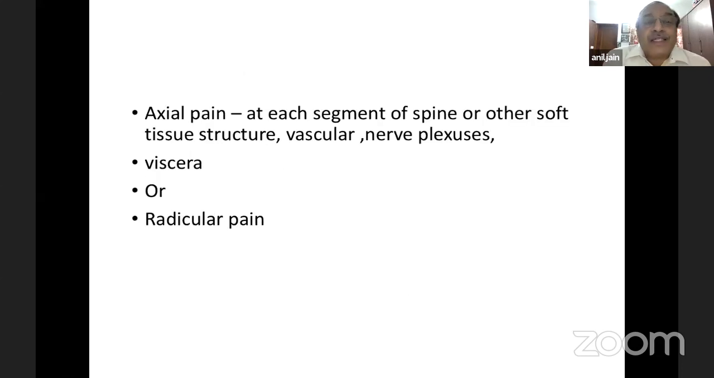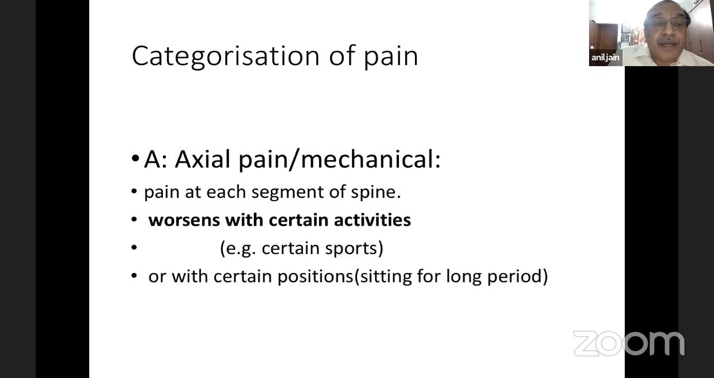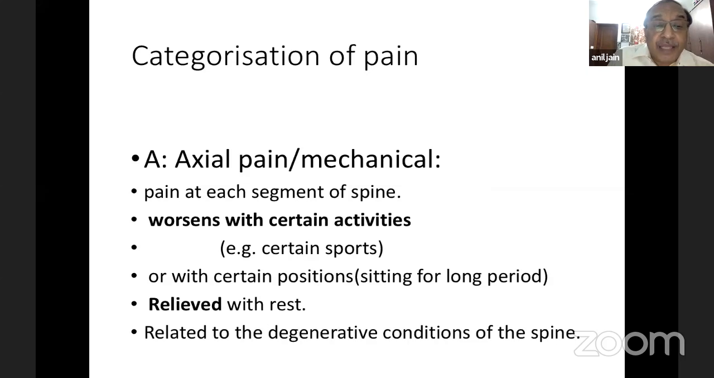Now, pains are of various types. Axial pains are those at each segment of the spine, as opposed to pain arising from other soft tissue structures, vascular, visceral, or radicular causes. Axial pain occurs at each segment of the spine, worsens with certain activity like sport or with certain positions such as sitting for a long period, and is relieved with rest. These are generally axial, mechanical pains, and they are related to degenerative conditions of the spine.